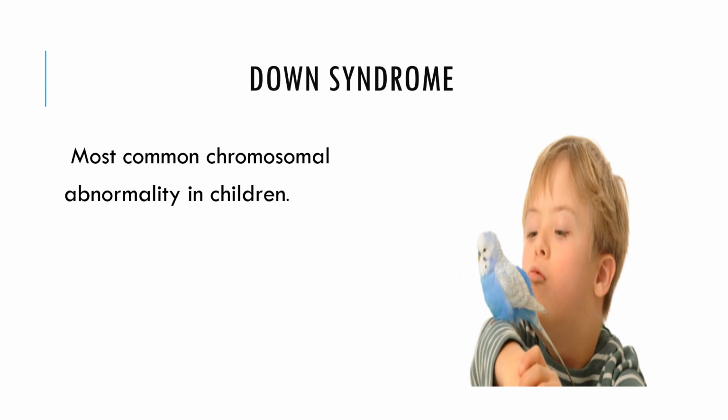Lastly, we're going to talk about Down syndrome. This is the most common chromosomal abnormality in children. It is evident by various physical characteristics and by cognitive impairment. This results from an extra chromosome 21. It is associated with maternal age over 35 and most often advanced maternal age.